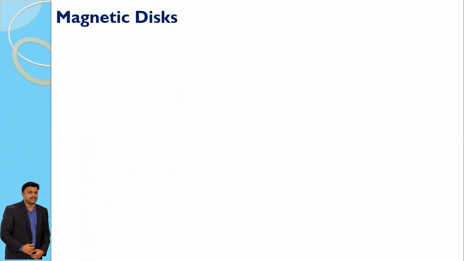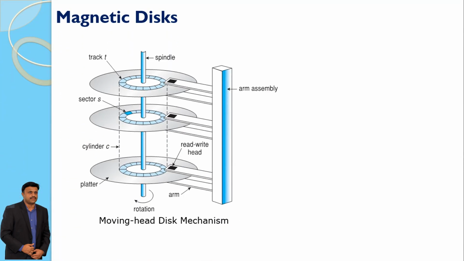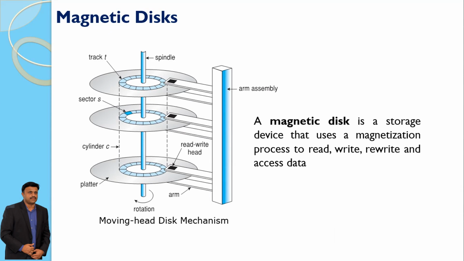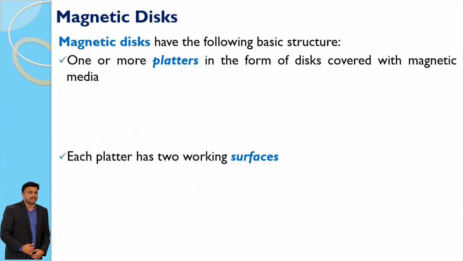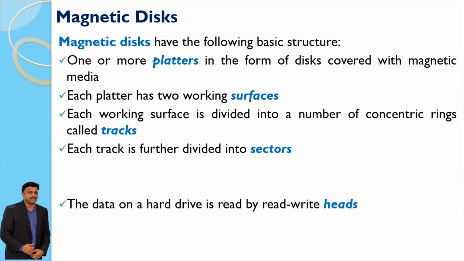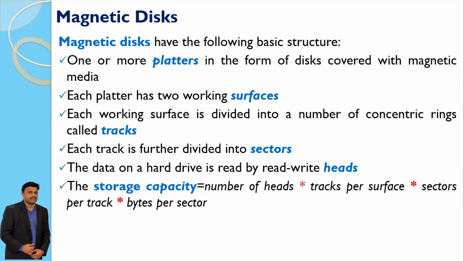Magnetic disks are storage devices that use magnetization to read, write, and access data. They consist of a moving head disk mechanism. Magnetic disks have multiple platters covered with magnetic media. Each platter has working surfaces divided into tracks and sectors, with data read by read-write heads. The storage capacity is determined by the number of heads, tracks, sectors, and bytes per sector.